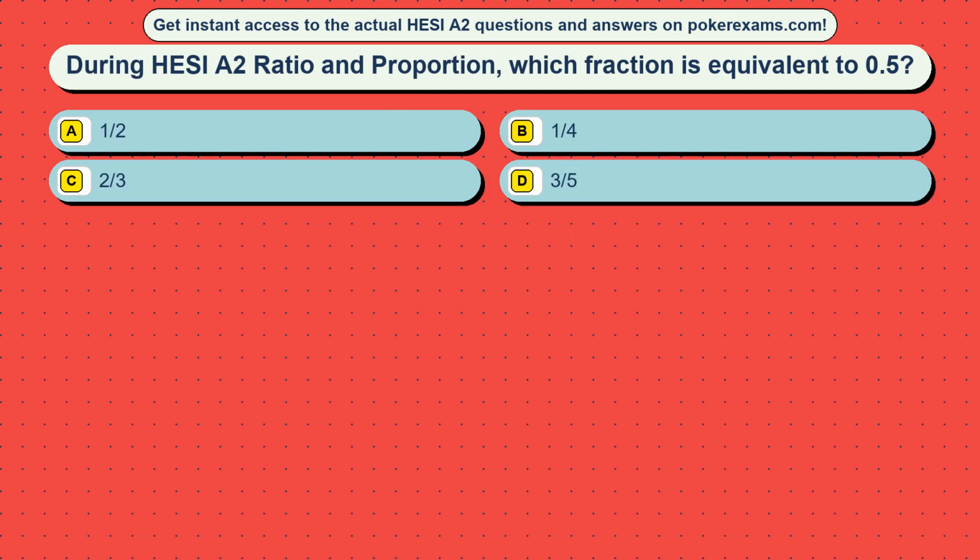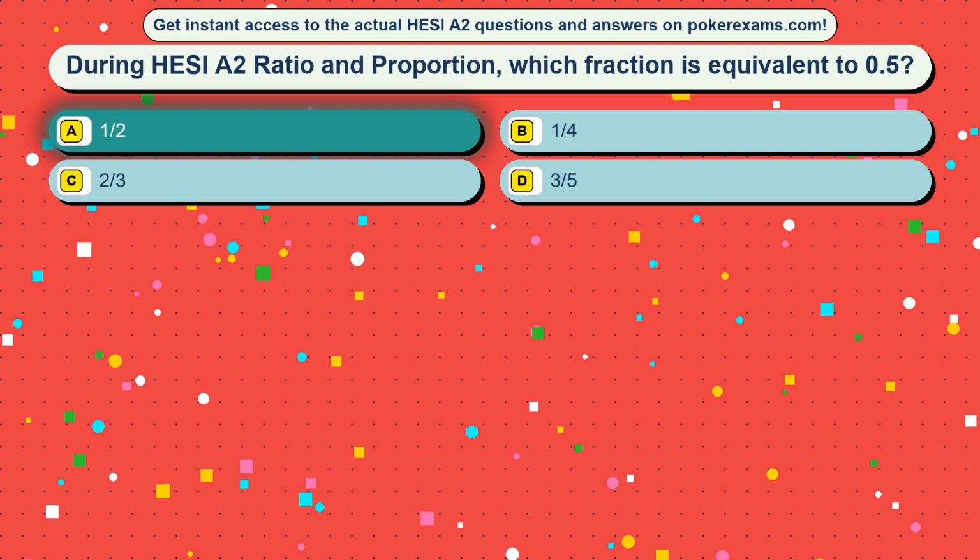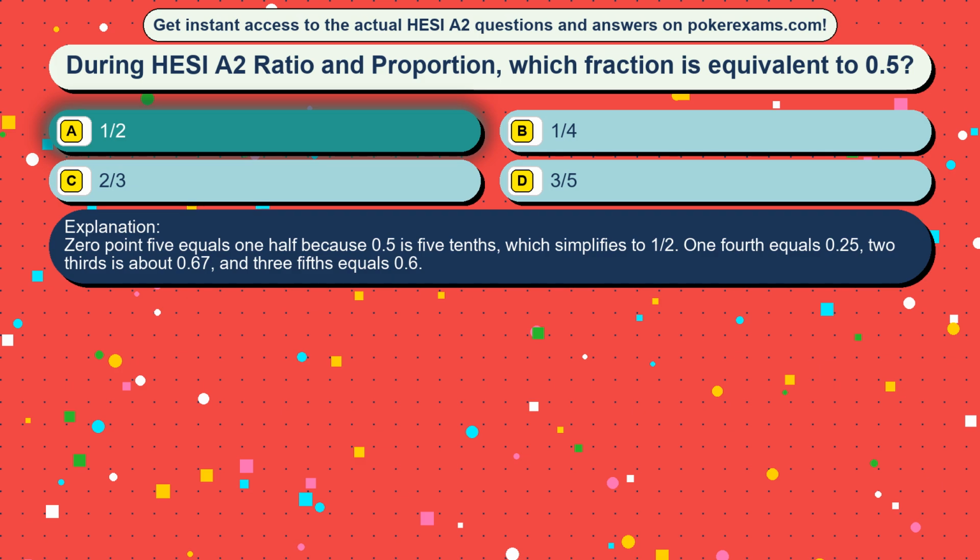Question 21. During HESI A2 ratio and proportion, which fraction is equivalent to 0.5? Option A half, option B quarter, option C 2/3, option D 3/5. The correct answer is option A, half. 0.5 equals 1/2 because 0.5 is 5/10, which simplifies to a half. 1/4 equals 0.25, 2/3 is about 0.67, and 3/5 equals 0.6.